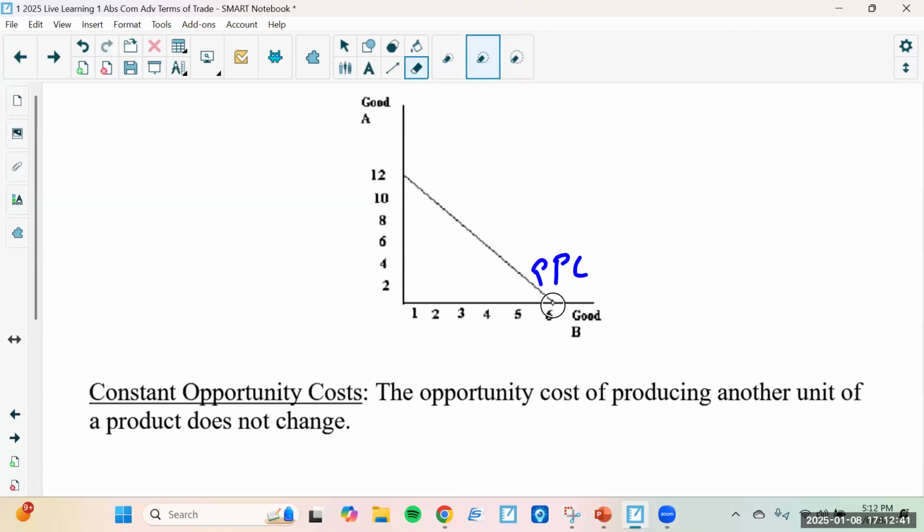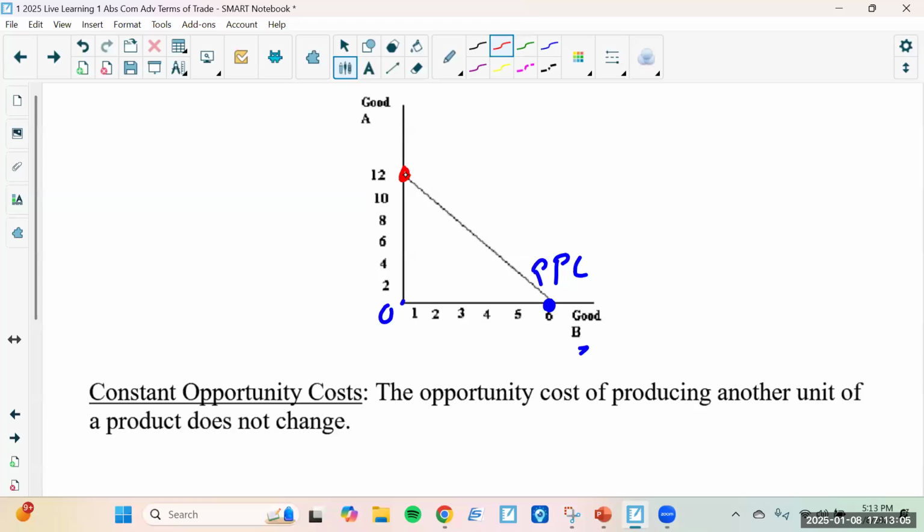So the way this works is, let's suppose we're down here. That means we're producing 6 units of good B and 0 units of good A, because that point right there is 0, 0. What if instead we're way up here? Well, we're producing 12 units of good A and 0 units of good B.